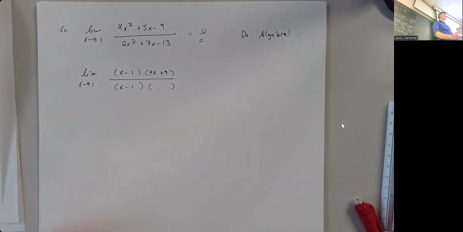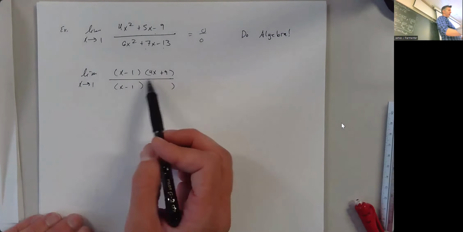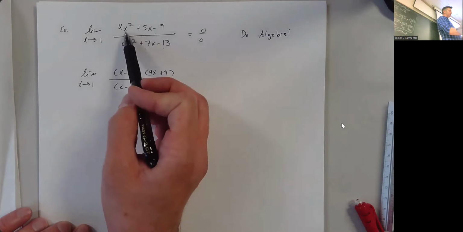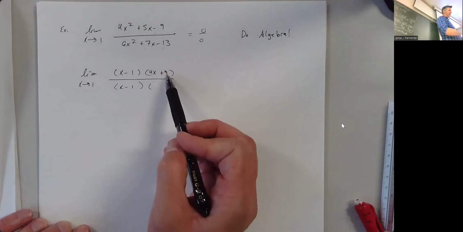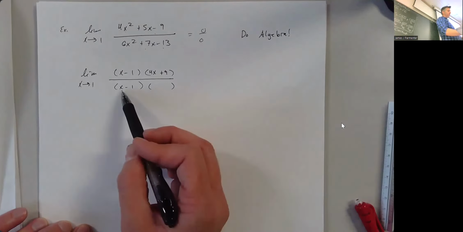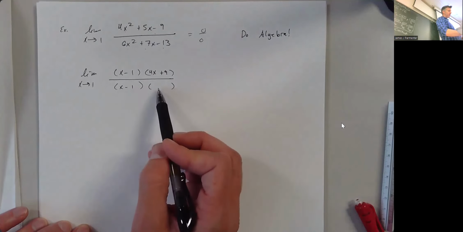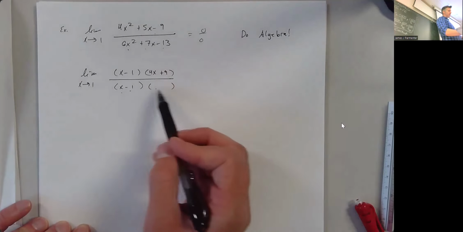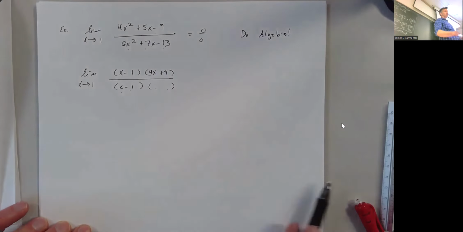So I'll point out here that I got a 4x plus 9 here because I knew that x times 4x had to give me 4x squared, and minus 1 times 9 had to give me negative 9. In the same sort of way, you all should find what's going to go here. x times something has to give you 6x squared, and minus 1 times something has to give you minus 13.